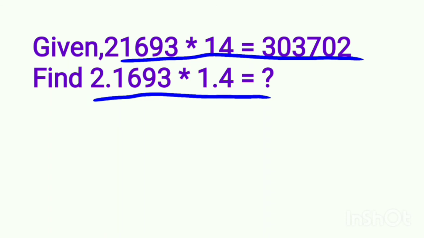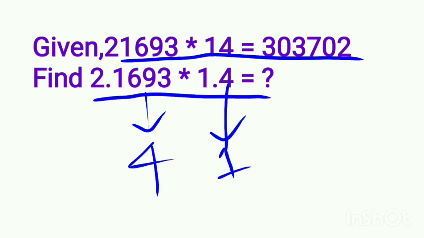In order to solve this, what we have to do is very simple, right? They have already given the product. We just want to count the decimal places in the given numbers and then keep it in the product. That's all. Let's count. Here there are 4 decimal places and here there is only 1 decimal place. In total we have 4 plus 1 is equal to 5 decimal places, right?